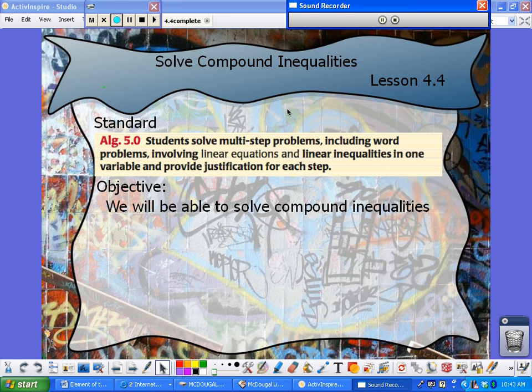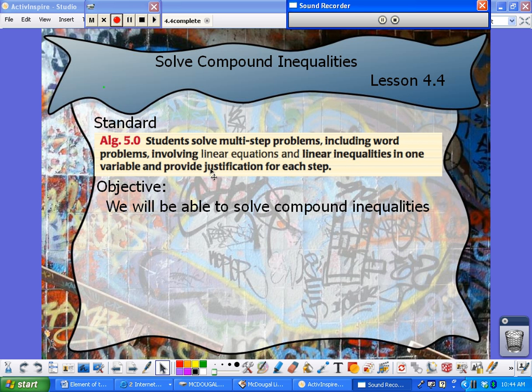Okay, so first we're looking at solving compound inequalities. And this is something that the students are kind of familiar with already. They just don't see it that way at first. So when looking at our standard algebra 5.0, we've learned how to solve multi-step problems. Okay, we've learned how to solve word problems, and we've also learned how to solve linear equations. But now we're focusing this chapter on linear inequalities.